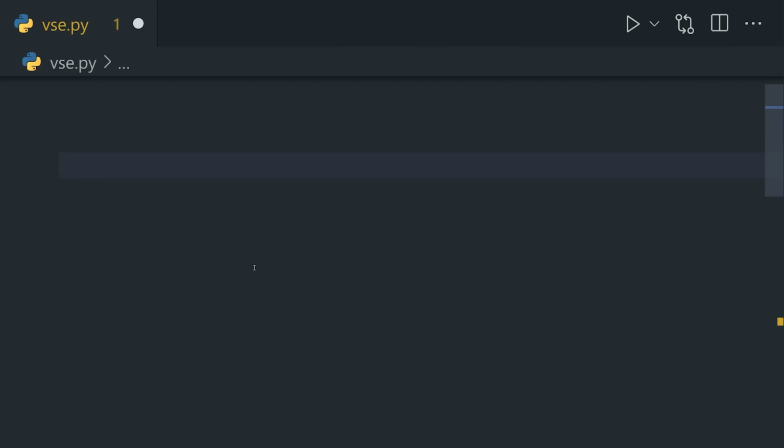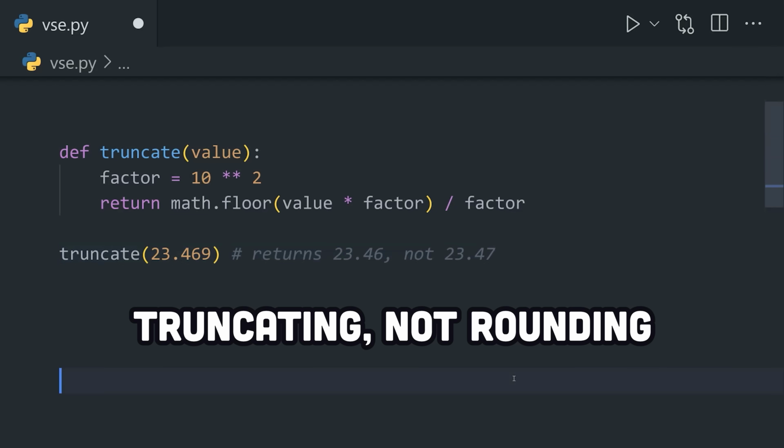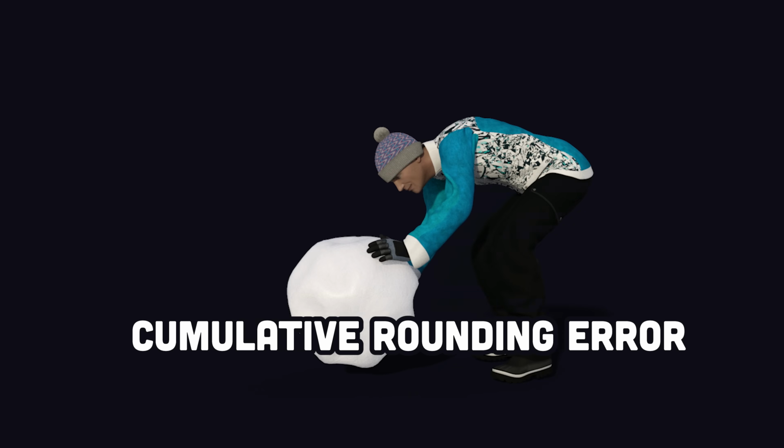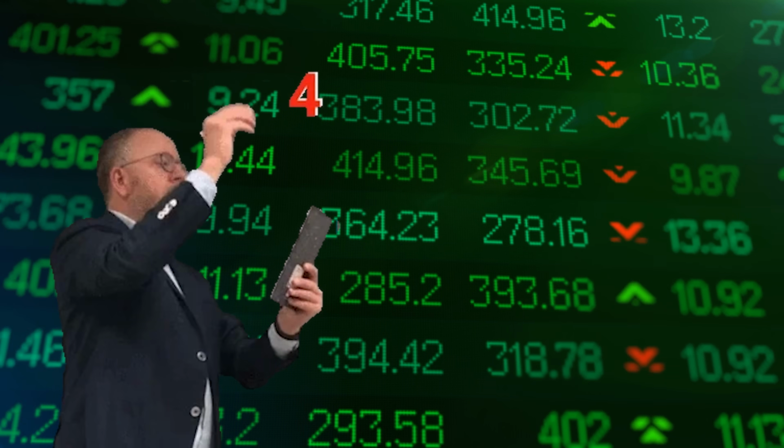What happened was the software was truncating each stock price change to 2 decimal places instead of rounding. One stock in an index of thousands only has a minor impact, but over time, it creates a cumulative rounding error. And in this case, they had to completely recalculate the value of the index from scratch.